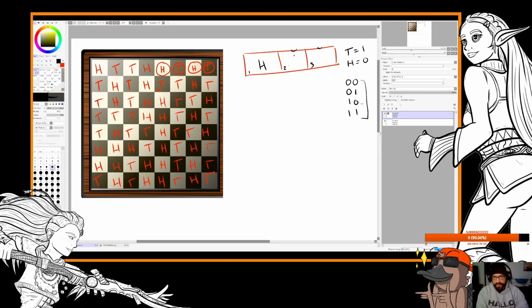He can break it basically right away. He can put the key in the first square again, right? And then put true everywhere. He's gonna put tails on every square.